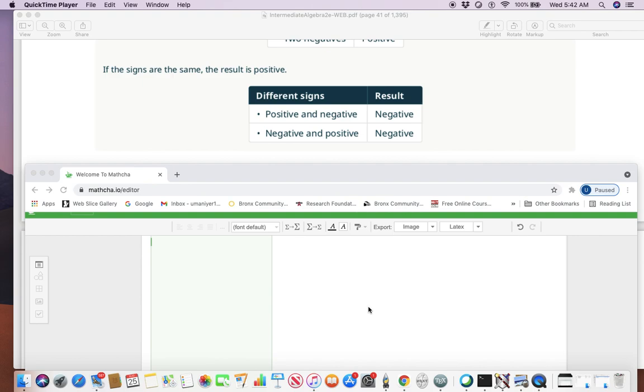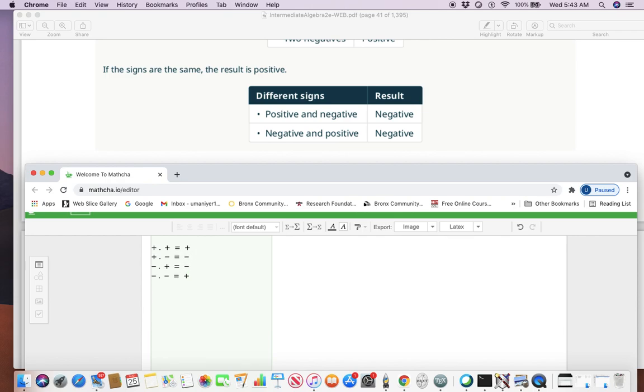So what are we saying? We are saying positive times positive is positive. Positive times negative is negative. Negative times positive is negative. Negative times negative is positive. So same sign, when you multiply, you get positive. Opposite signs, when you multiply, you get negative.